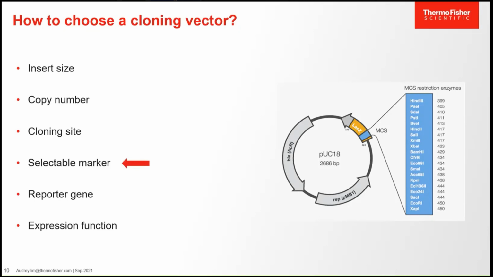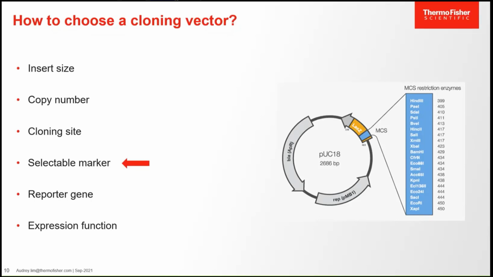Another one is the selectable marker. Almost all vectors are designed such that only cells that have taken up the plasmid can survive in the presence of a specific antibiotic. So this helps to discriminate which cells have incorporated the plasmid. For example, the beta-lactamase gene, which you can see here, confers resistance to antibiotics like ampicillin.